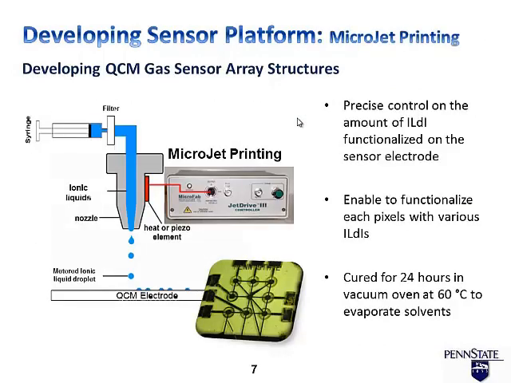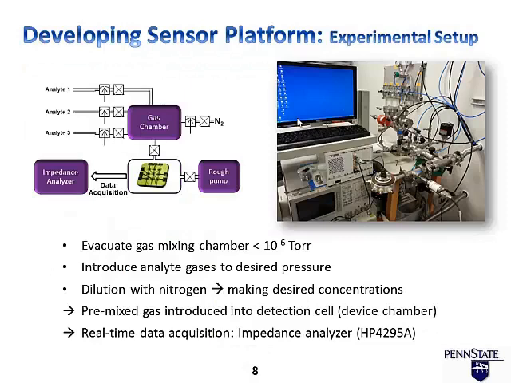We use a microjet printing technique to functionalize each pixel of the QCM array with different ionic liquids. Because the exact amount of the ionic liquid significantly affects the response of the QCM, we need to precisely control the amount of ionic liquid when we functionalize on top of the resonator. And this is the schematic of the experimental setup.